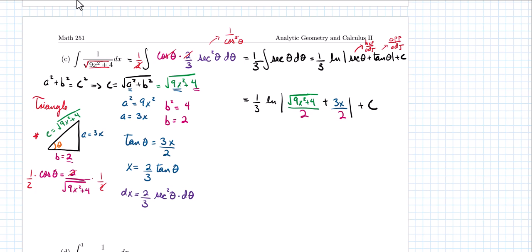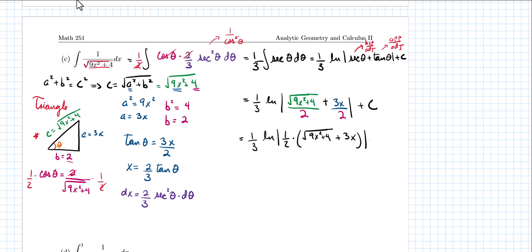I would say that in the cases for exams, you don't really need to worry about this, but just for you guys to practice a little bit more of the rules of logarithms, I'm going to go ahead and rewrite this problem in a slightly different form. I'm going to rewrite this one here as 1/3 times the ln of, now notice that we're dividing both terms by 2, so I'll factor out a 1/2 times the square root of 9x squared plus 4 plus 3x.